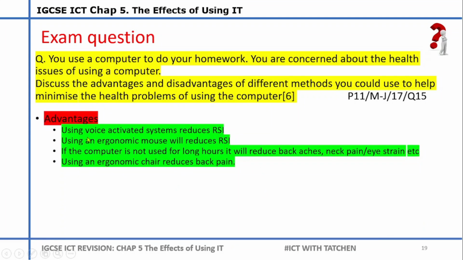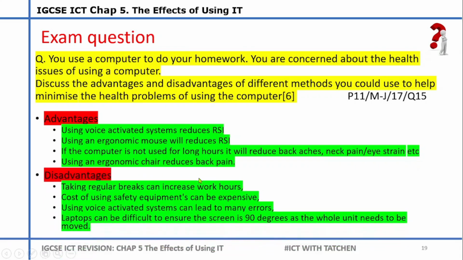So first of all, the advantage is using a voice activated system reduces repetitive strain injury. You can also use an ergonomic mouse to reduce it. So what we are doing is we are stating the advantage and what that advantage will achieve. Then if the computer is not used for long hours, it will reduce back aches, neck pain, eye strain. So that means don't use the computer for too many hours. Then using an ergonomic chair reduces back pain.